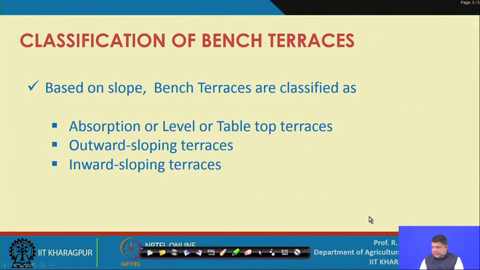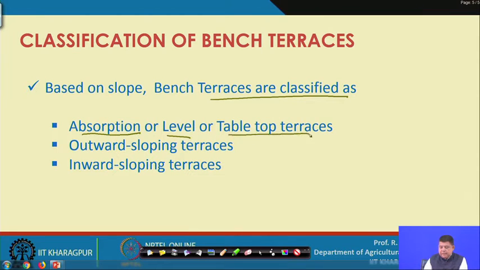Now, coming to classification of bench terraces, based on the slope, bench terraces are classified in three different categories. First one is absorption or level or tabletop terraces, that means three possible names are there, either level or tabletop or absorption. The second one is outward sloping, and third was the inward sloping. So, there are three types of terraces which we have seen earlier, that level, outward sloping or inward sloping, and if it is level, then it is also termed as absorption or tabletop terraces.